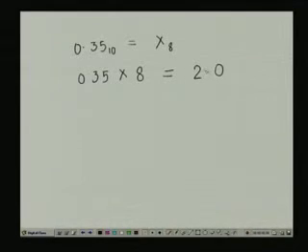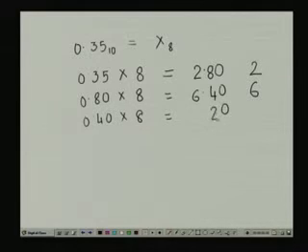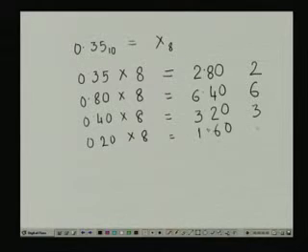This will be 2.80. So, my integer becomes 2. Now, this fraction will again be multiplied by 8. So, this will be 6.40. Then again 0.40 into 8 becomes 3.20, and it will continue so on.